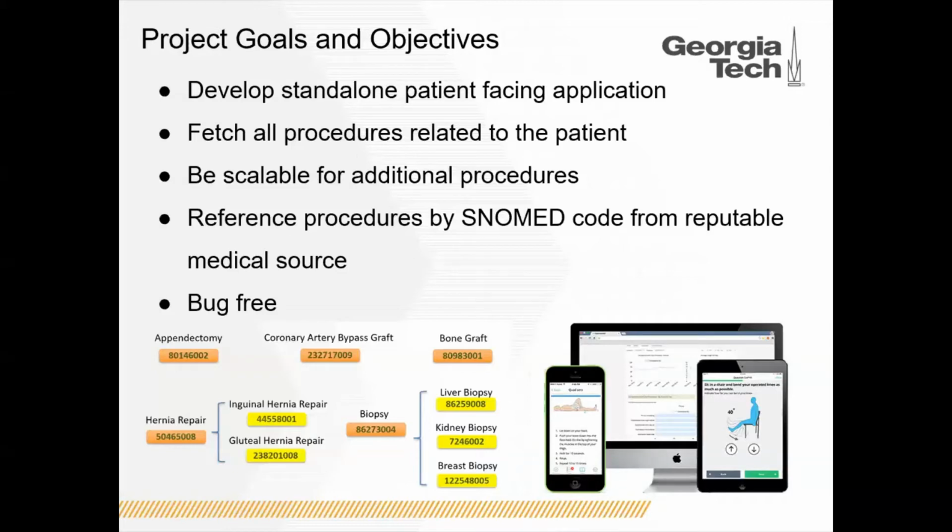For demo purposes, we included 5 instruction sets: hernia repair, bone graft, biopsy, appendectomy, and coronary artery bypass graft. And we considered 10 SNOMED codes as shown here. Codes in orange boxes are parent codes, while those in yellow boxes are child codes.